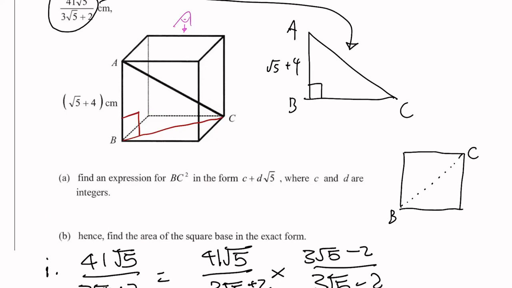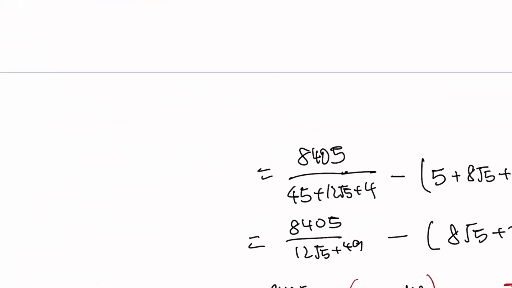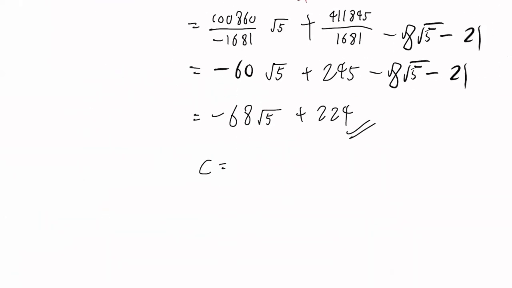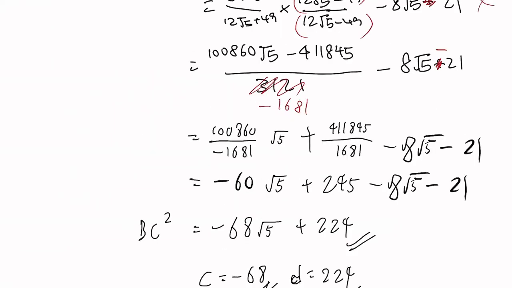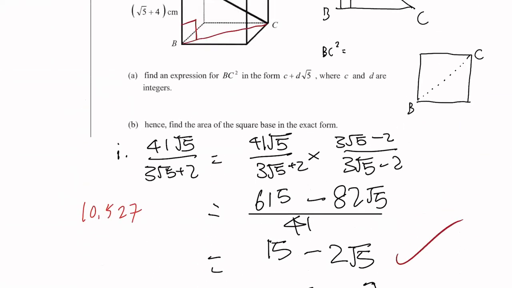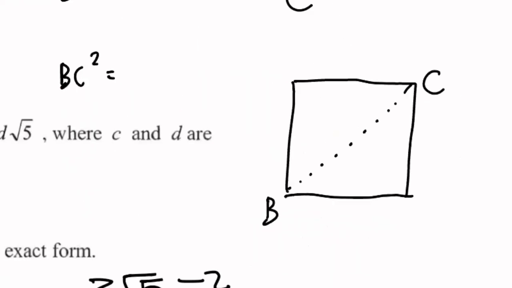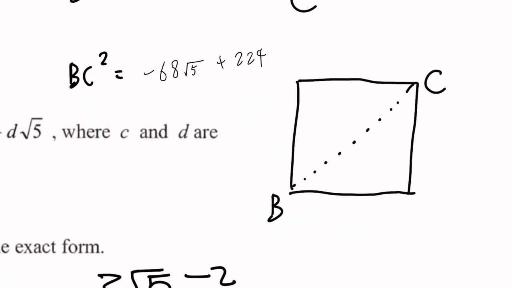What is your length BC? I don't know. I only know BC squared, and that's all I need. BC squared, we have already expressed as C plus D root 5. In this case, C is equal to negative 68, D is equal to 224. Right? So what? I'm confused. This is BC squared. Okay, BC squared, let me transfer that information to the top since I drew my diagram at the top.